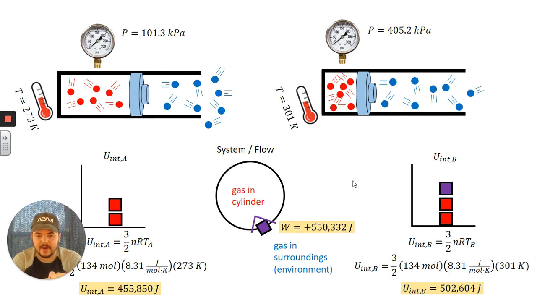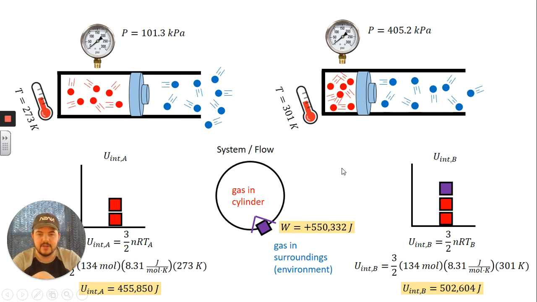Uh-oh, we've got a problem here. This doesn't add up. We started with 456,000, added 550,000, ended up at 502,000. That seems like an issue, right?